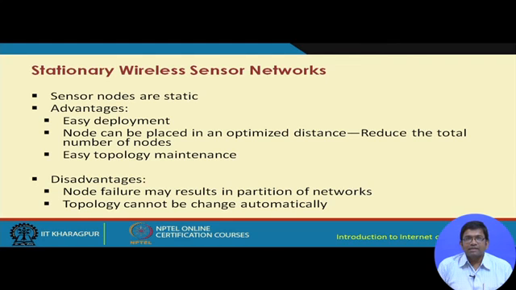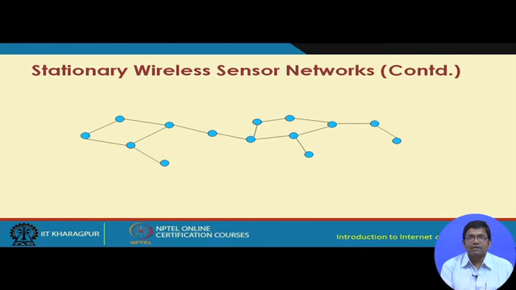The disadvantage is that if there is a failure in the static sensor network, then it is likely that that point of failure can partition the network into two or more fragments, two or more partitions. It is quite likely that that can happen, particularly if it is a critical node. If that node fails, it is likely to partition the network. So one part of the network will not be able to talk with another part of the network, and the topology cannot be changed automatically, which is also another disadvantage of a stationary sensor network.